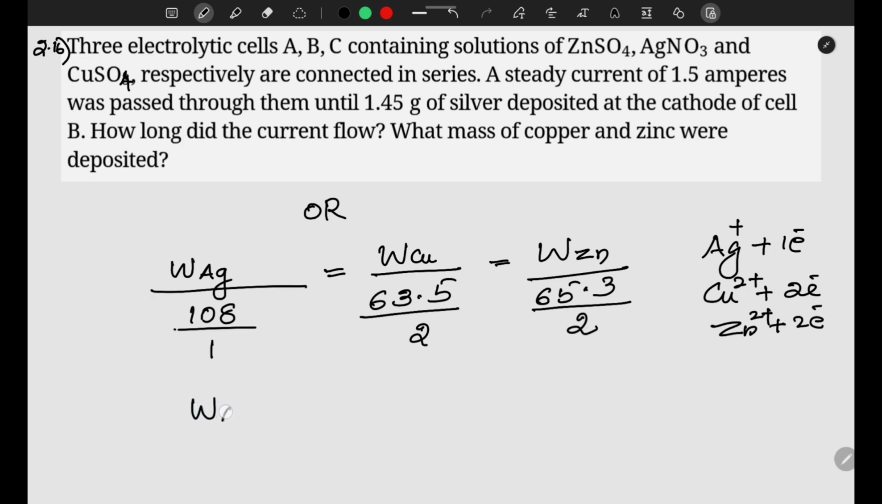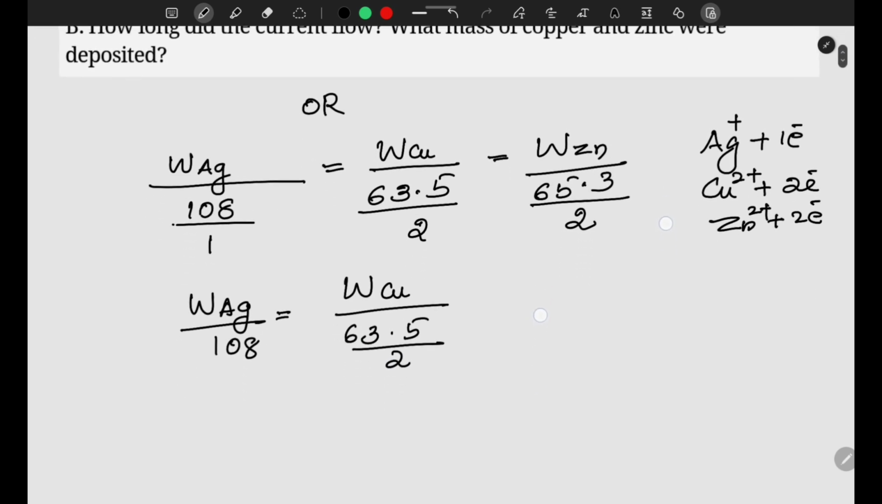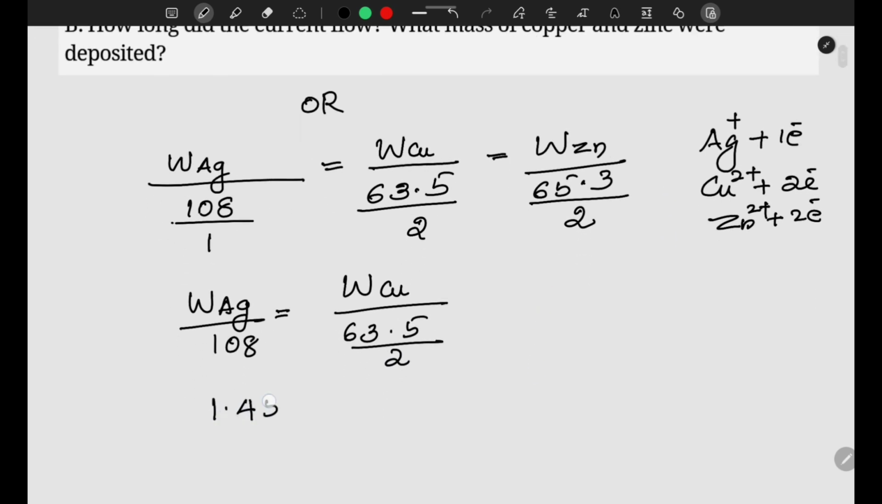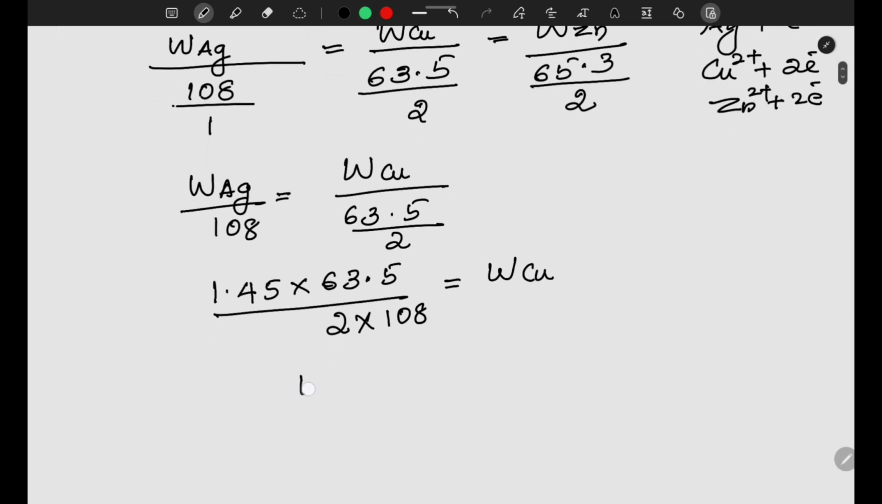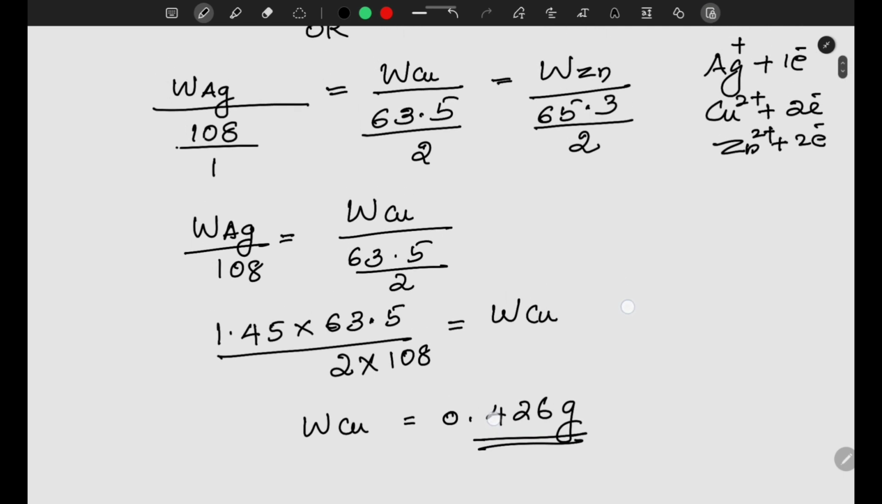Now, WAg by 108 is equal to, we can equate any two quantities, WCu by 63.5 by 2. Here mass of silver is given, it's 1.45. So 1.45 into 63.5 divided by 2 into 108 is equal to W copper. So mass of copper is equal to 0.426 gram.